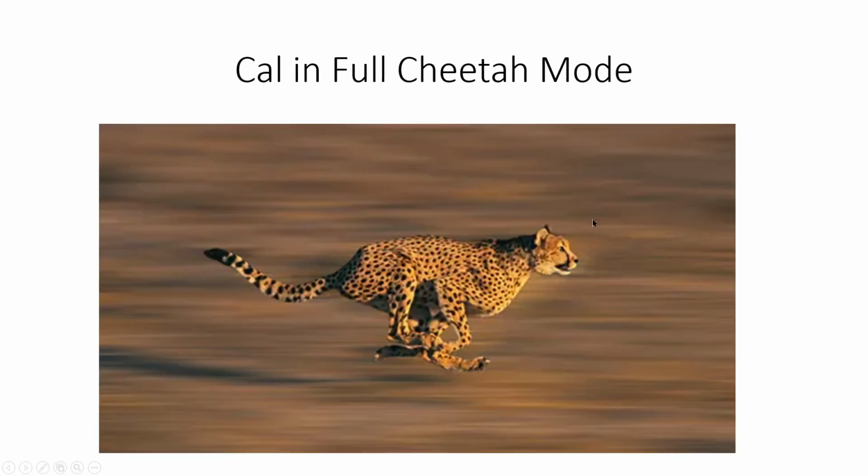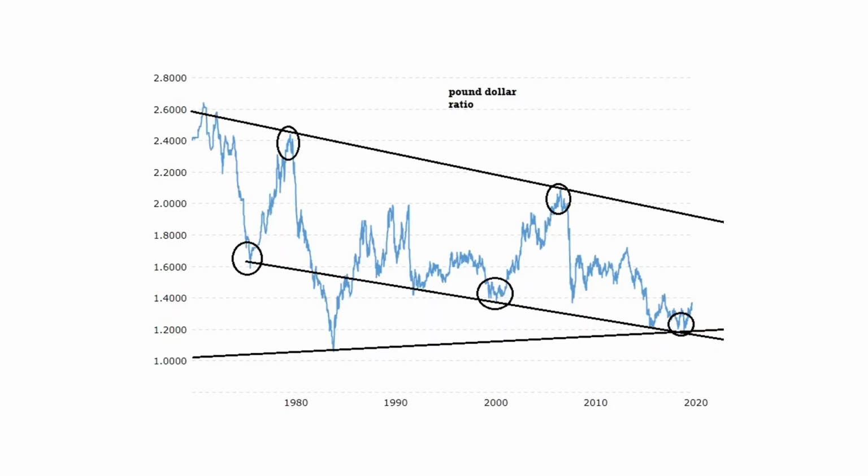So I've got Cal in full cheetah mode. That's Cal in petroleum. I did think it ended a little bit lower than where it was midday. But good job, Cal. Way to run. Once it breaks out of its little pattern, I think it's really going to move.